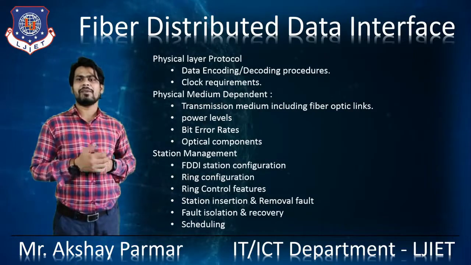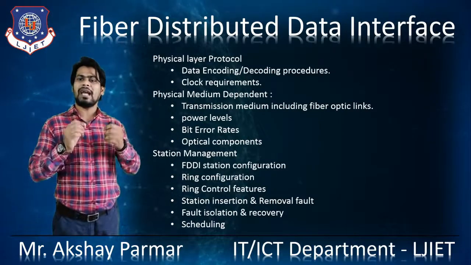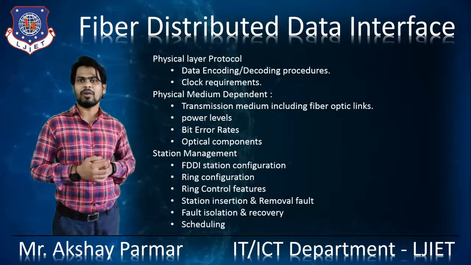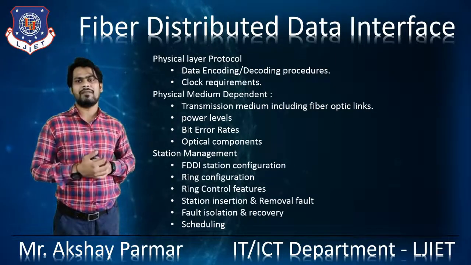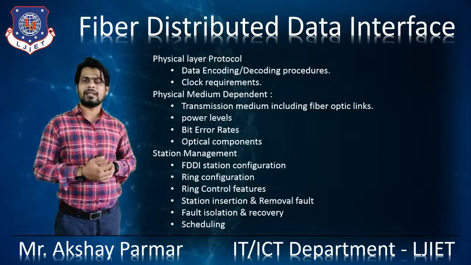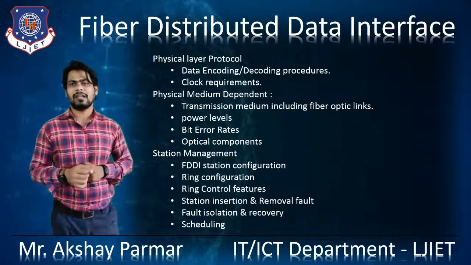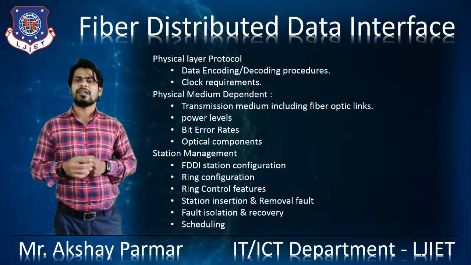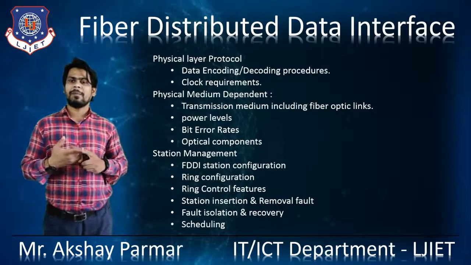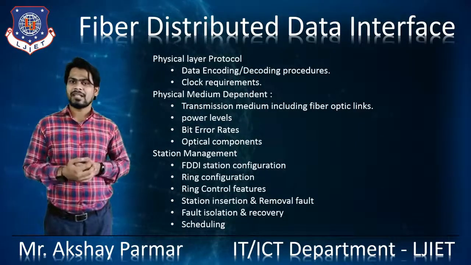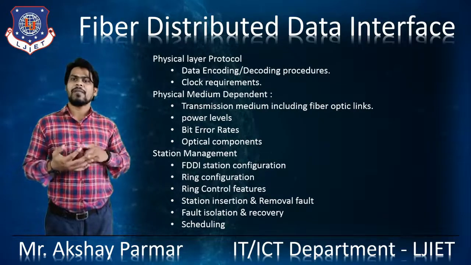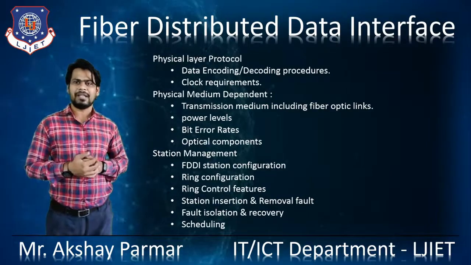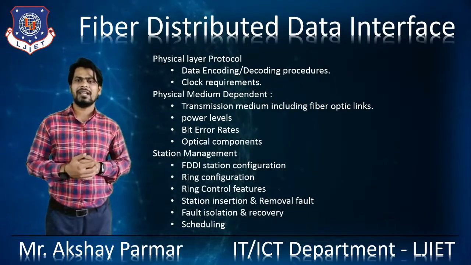Which things are performed under the physical layer protocol? The data encoding and data decoding procedures are performed under the physical layer protocol. The clock requirement is also there. Those are the tasks performed at the physical layer protocol. After that, the physical medium dependent: the transmission medium, including fiber optic links, depends on the physical medium. The power levels, bit error rates, and optical components are dependent on the physical medium. That falls under the physical layer.